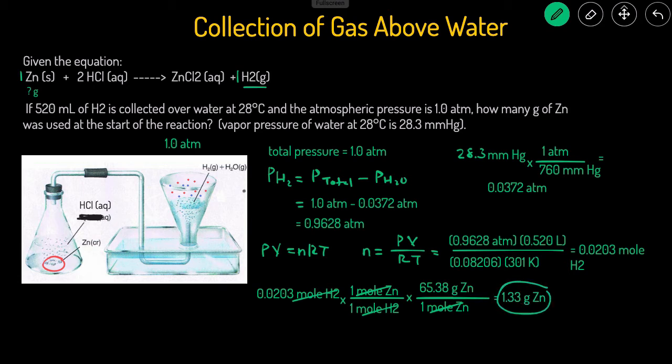Just to recap what we did, we started with the total pressure, and then we subtract the partial pressure of the H2O. The problem gave us the vapor pressure of water, so that's just the pressure of the water, and that gives us the partial pressure of the gas. Once we have the partial pressure of the gas, we use the ideal gas law to solve for the moles of the gas, and then we use stoichiometry to figure out the grams of the reactant.